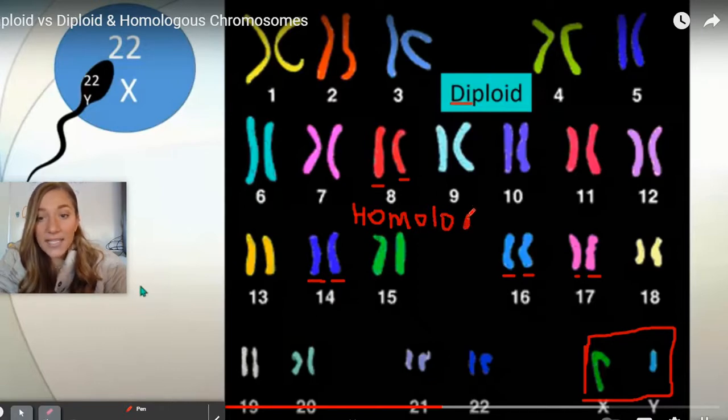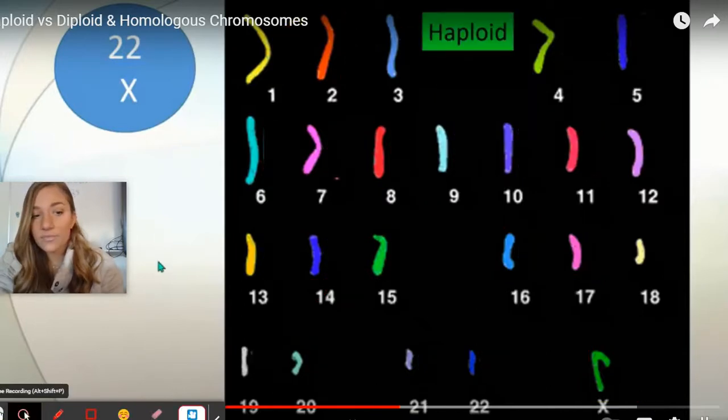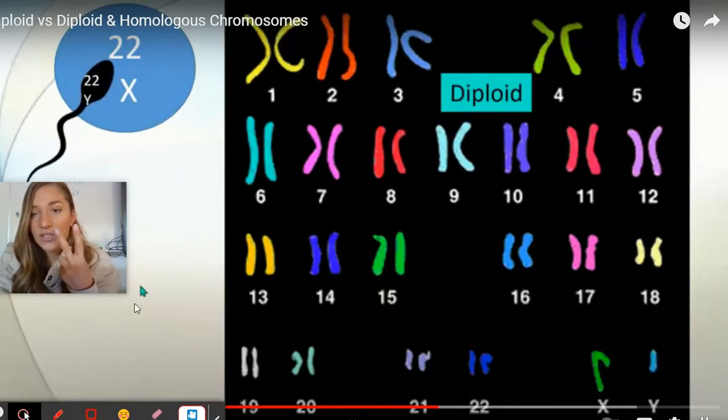That's how you get a diploid cell. We have homologous pairs in our normal body cells, and we have no homologous pairs in our sex cells, our gametes. Haploid, half, 1 of every chromosome. That's our gametes, no homologous pairs. Diploid, di means 2 of every chromosome. This is in our normal body cells, and this is a picture showing a bunch of homologous pairs of chromosomes.